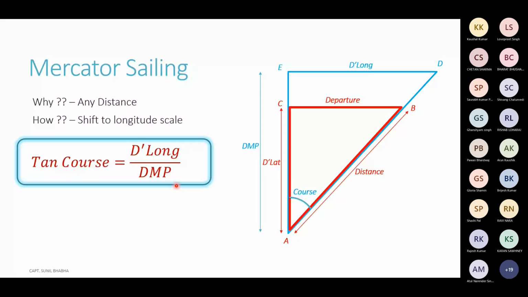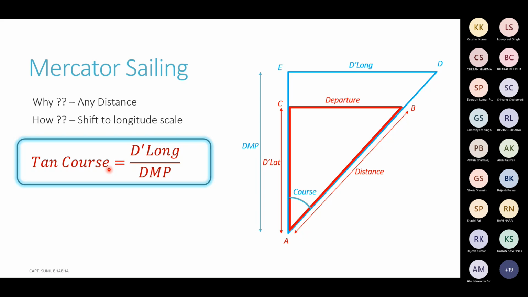Now one question may arise in your mind that we have calculated the course. If we know the initial position, we know the final position, we can find out the d long between them. We can also find out the DMP between them. At this moment, a doubt may be arising how to find the DMP. I will tell you a little later. So we can find the d long and DMP and the course can be obtained.